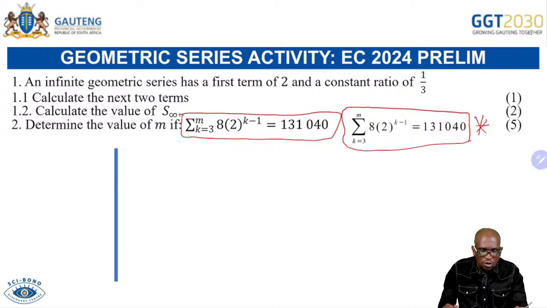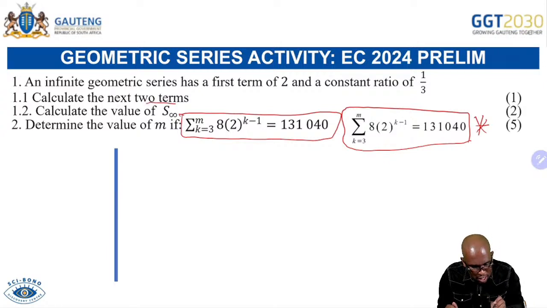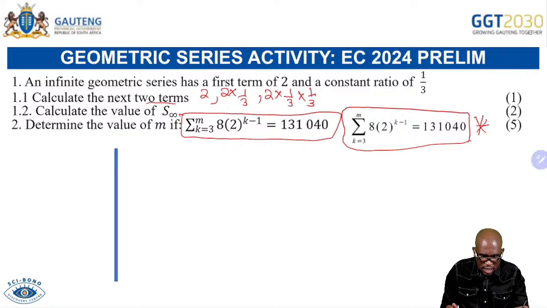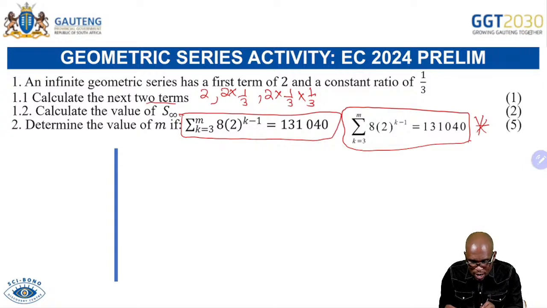Now, an infinite geometric series, I'm going to take you through this one because we don't have enough time for you to go through it yourselves. An infinite geometric series has the first term equal to 2 and the constant ratio equal to 1/3. Calculate the next 2 terms. You are given the first term is 2, and the constant ratio is 1/3. So to move to the next term, we multiply by 1/3. To move to the one after, we further multiply by 1/3. That's how you get the next 2 terms. And then we want to calculate the sum to infinity, and then work out the value of m given that particular summation.